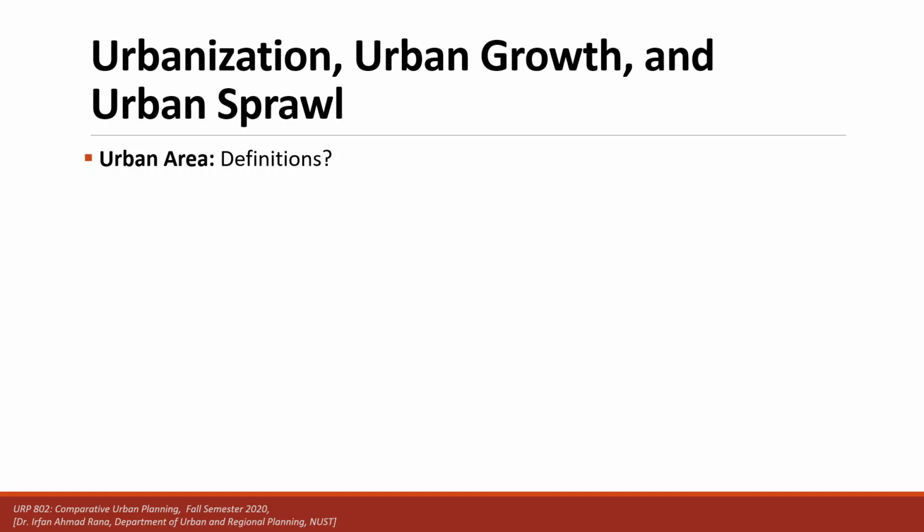India, similarly, follows an area which has more than 5,000 people, where 75% of the male working population is engaged in non-agriculture pursuits, and an area which has more than 400 persons per square kilometer. So clearly they defined it by the number of population, the working population engaged in certain employment like non-agriculture, and the density, 400 people per square kilometer.